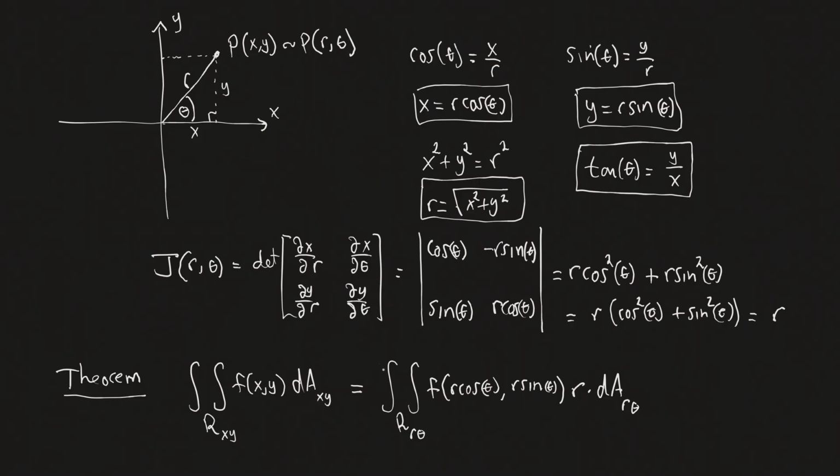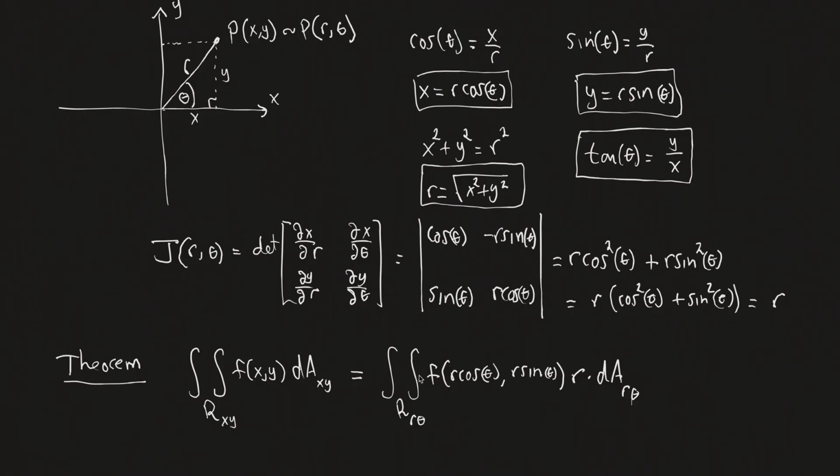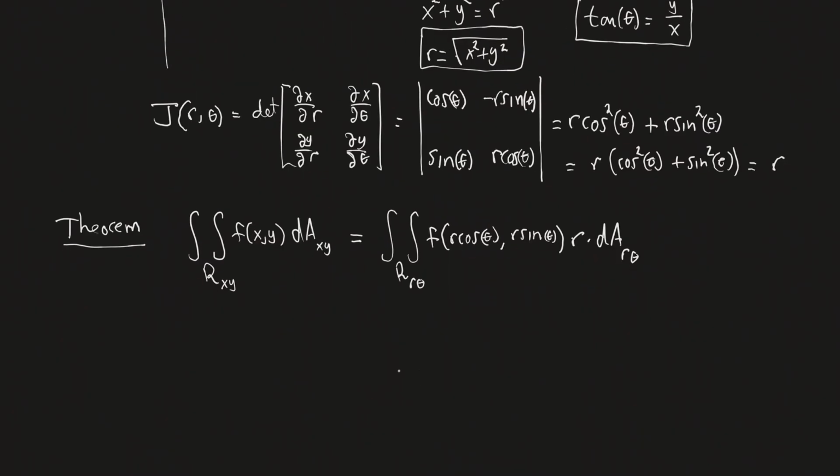And this is the theorem that tells us how to convert from xy to r theta when doing a double integral. So this kind of describes the how. Let's now use an example to illustrate the why, because that's always a thing. There's a lot of stuff we could do in math, but the question is why. So here's our example.